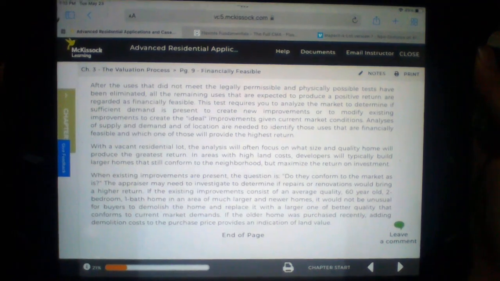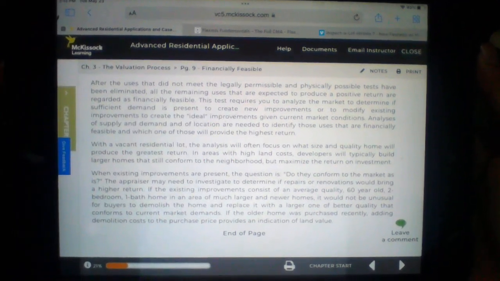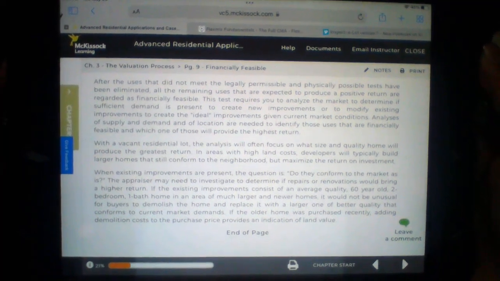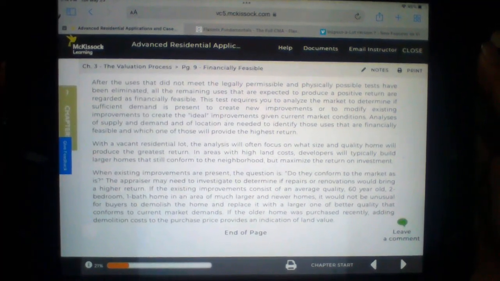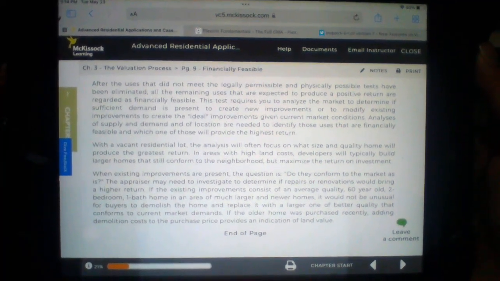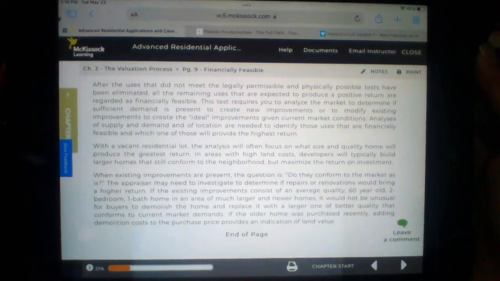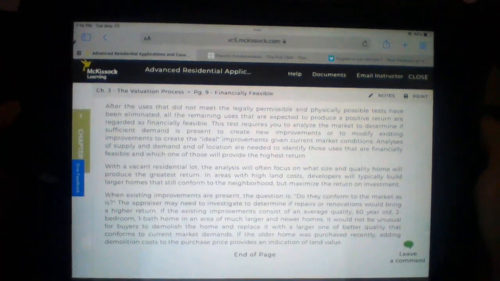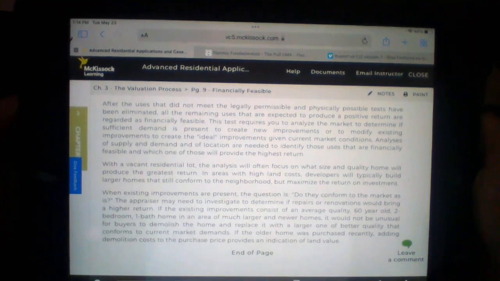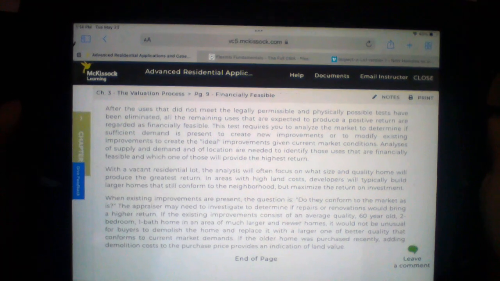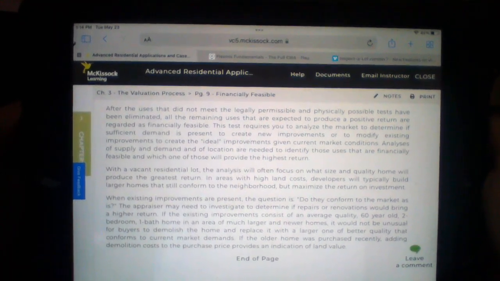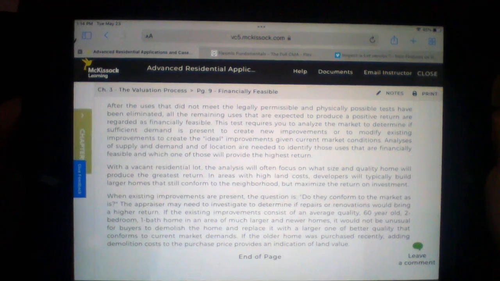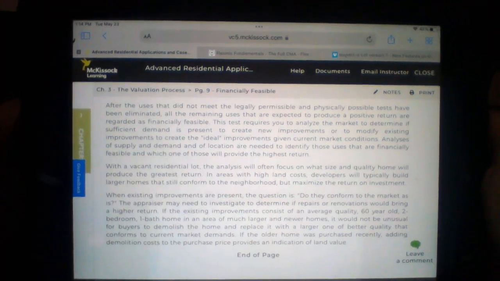After the uses that did not meet the legally permissible and physically possible tests have been eliminated, all the remaining uses that are expected to produce a positive return are regarded as financially feasible. This test requires you to analyze the market to determine if sufficient demand is present to create new improvements or to modify existing improvements to create the ideal improvements given current market conditions.